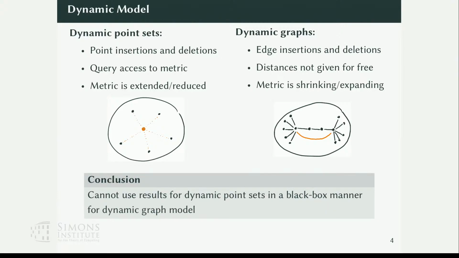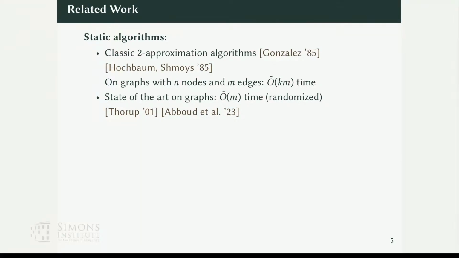Okay, so the conclusion here is we cannot use prior work that has been designed for dynamic point sets in a black box manner for the dynamic graph model. But still, this has been influential work, so let me briefly tell you what the related work is. There are static algorithms, and there are these classic 2-approximation algorithms. On graphs with n nodes and m edges, you can implement those in roughly k times m time. You pay a log maybe for Dijkstra, depending on the exact setting.